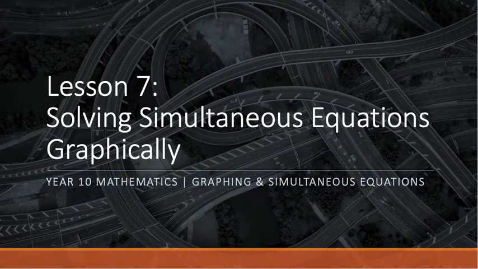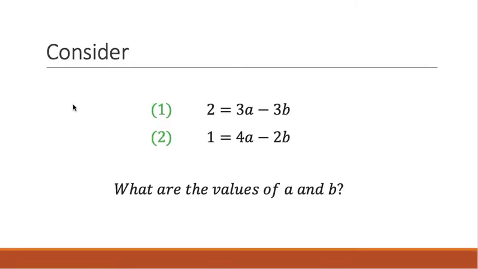Welcome to Graphing and Simultaneous Equations lesson number 7, solving simultaneous equations graphically. Consider we have the situation as stated here. We've got two equations and both equations have different unknowns in them. There's an a and a b in the top one and an a and a b in this equation too. And what we want to know is what are the values of a and b.